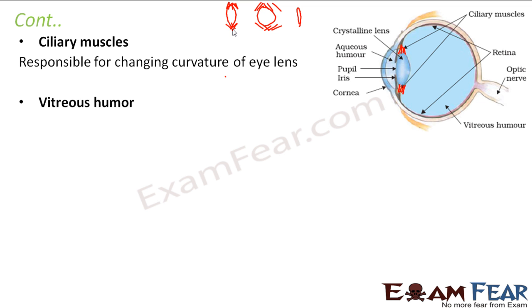Next is the vitreous humor, which is a jelly-like fluid which holds the spherical shape of the eye. If you see, this entire area of the eye is made up of vitreous humor. It maintains the more or less spherical shape of the eye. Here I have shown you the side view, because only from the side view can you see each of the components. From the front view, you do not see all the components.